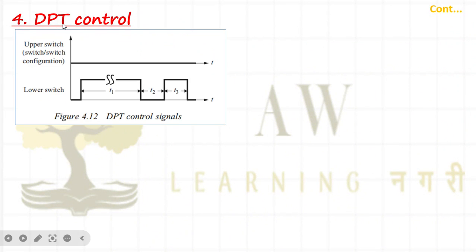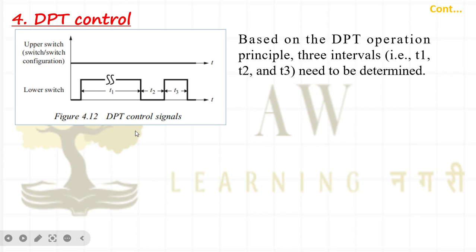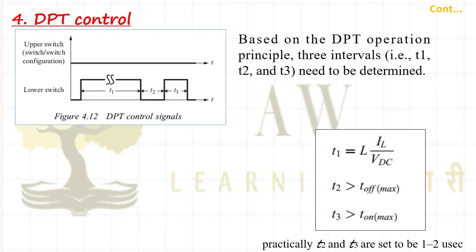Then the last thing is the DPT control. We know that we are going to apply three pulses: a turn on pulse, a turn off pulse, and a third, again a turn on pulse. So what duration should we choose for these three pulses? Based on the DPT operation we have learned, the three intervals T1, T2 and T3 need to be determined.